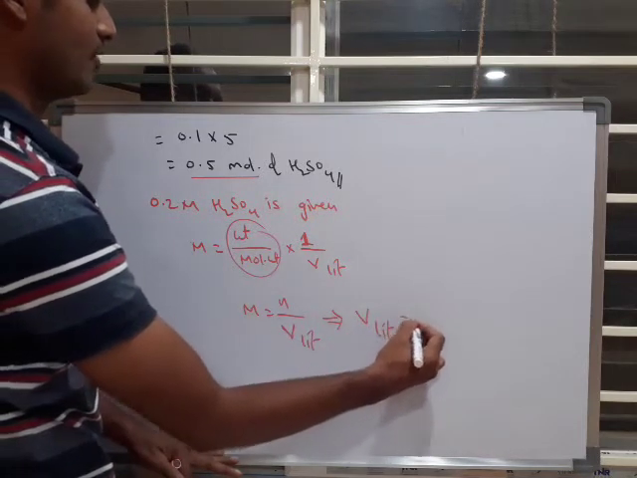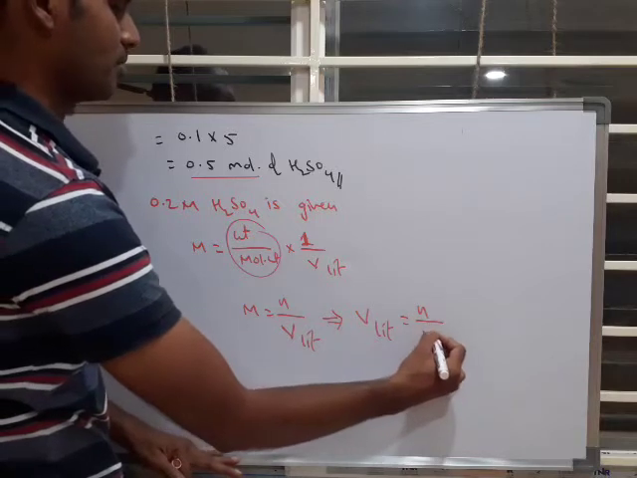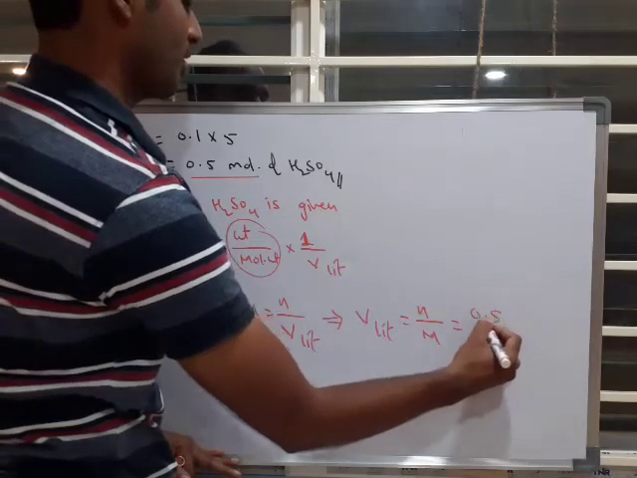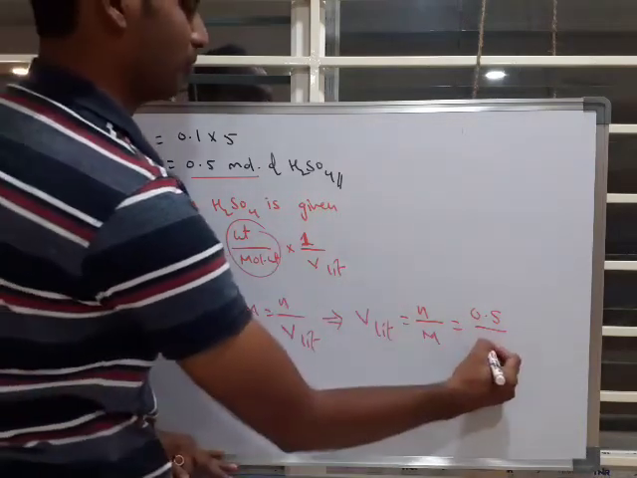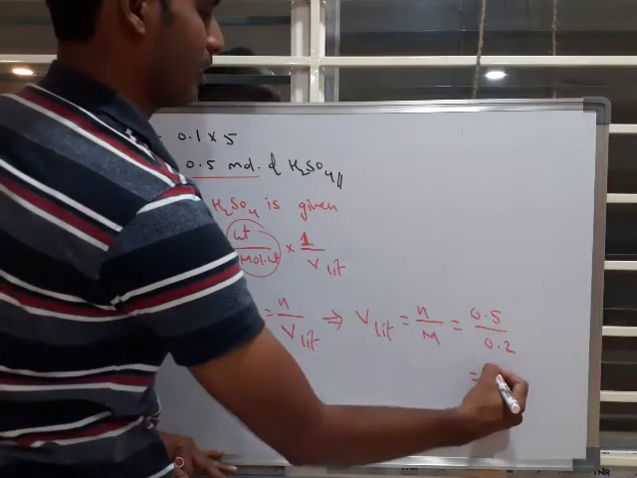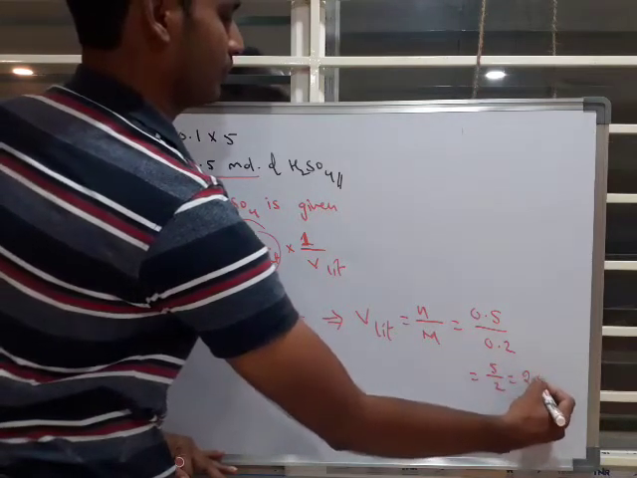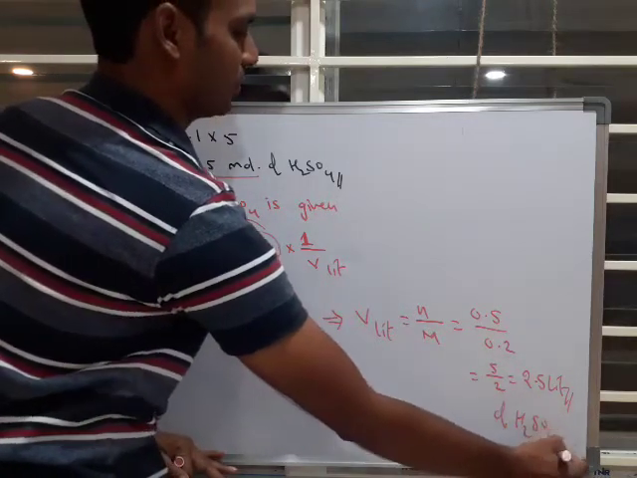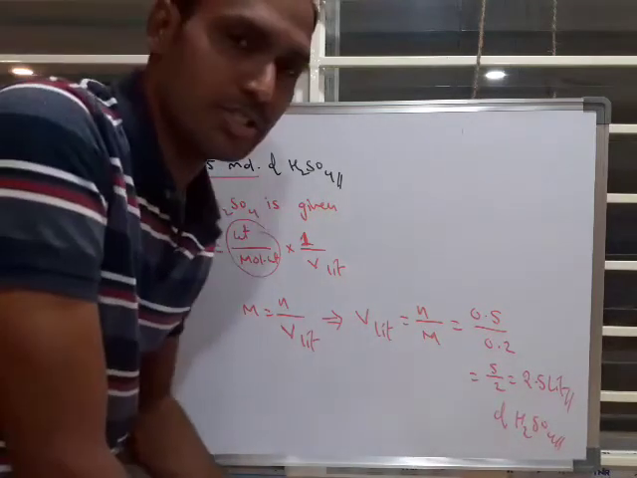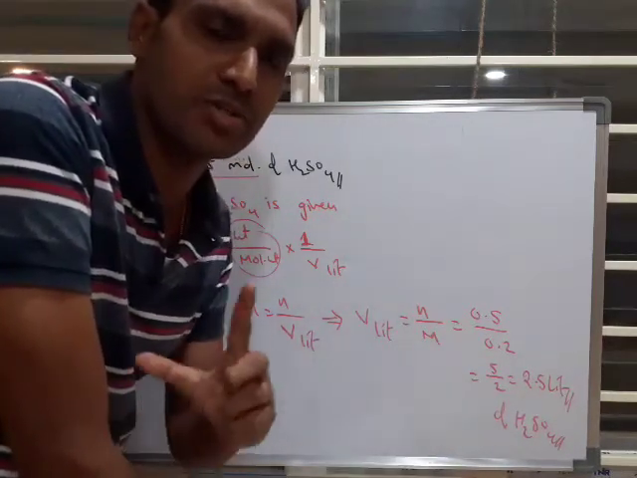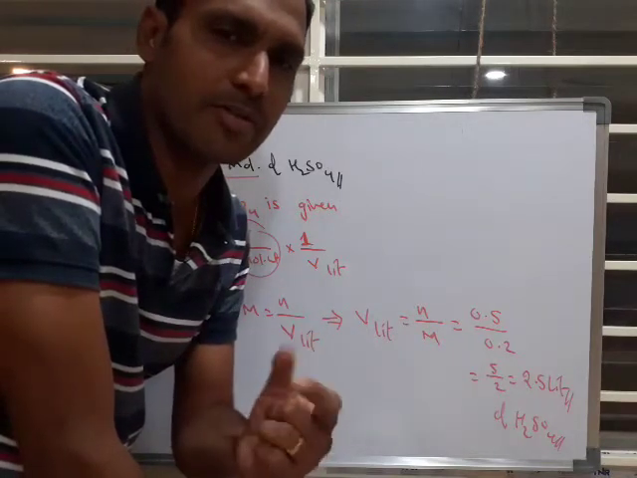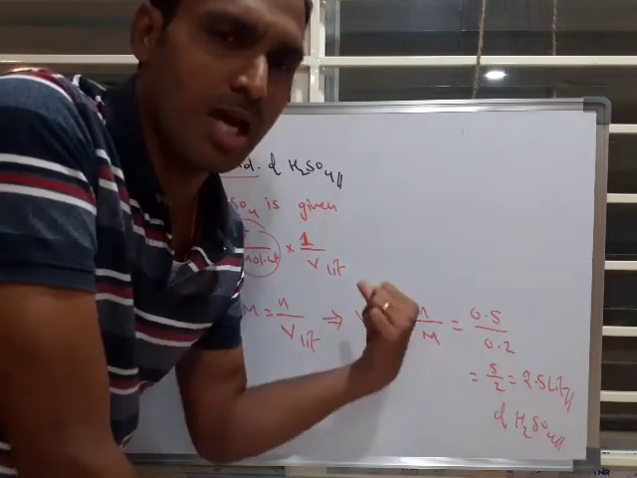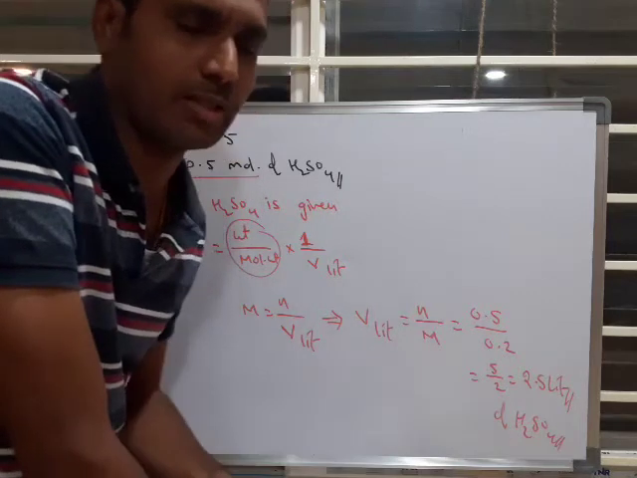So what is V in liters? It equals number of moles by molarity, not the n factor. Number of moles is 0.5 and the molarity is 0.2, that is 5/2, which is 2.5 liters of H2SO4. So the final answer is 2.5 liters of H2SO4 is required. Whenever molarity is given, just remember to put the value and convert directly.